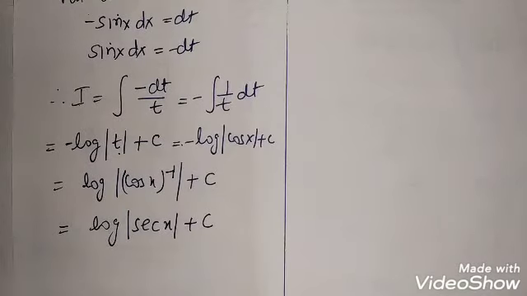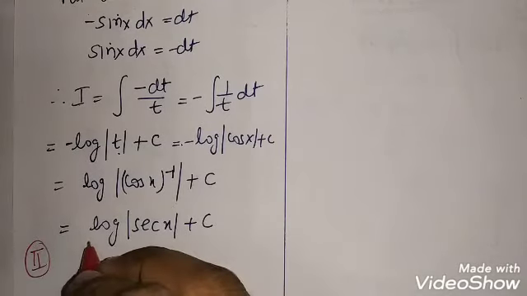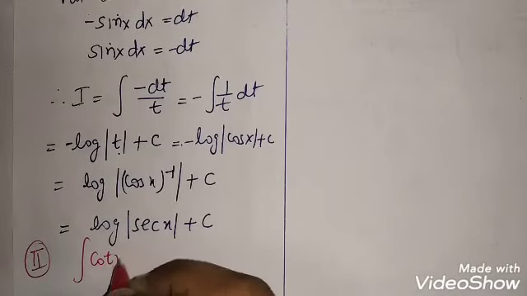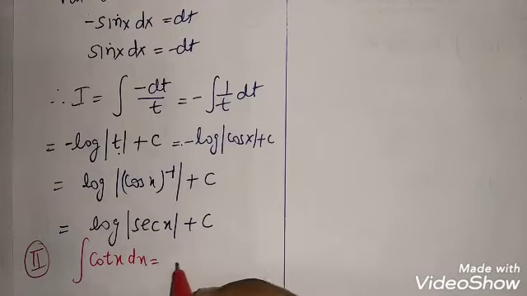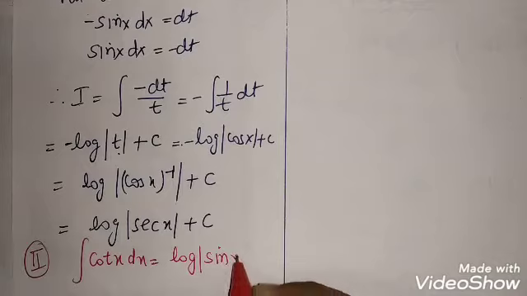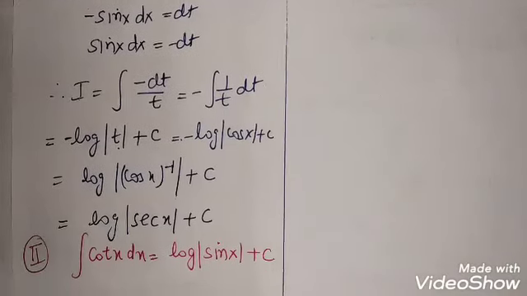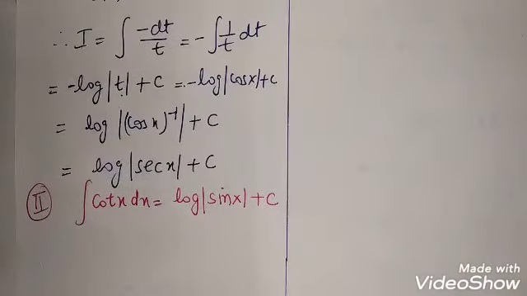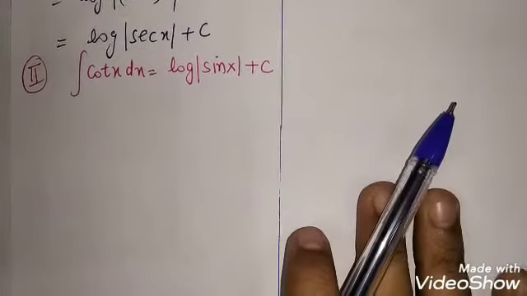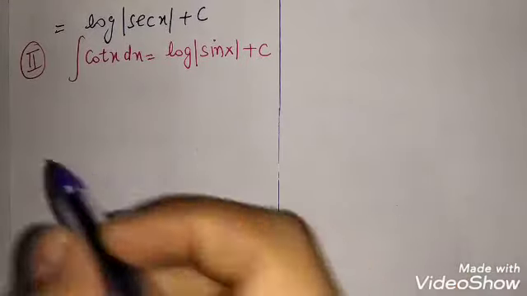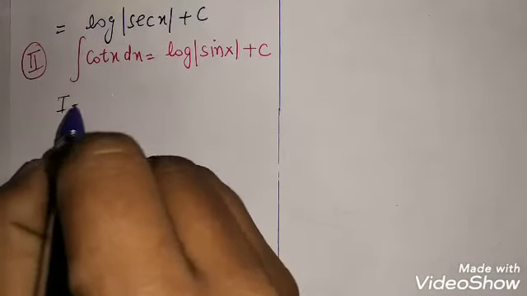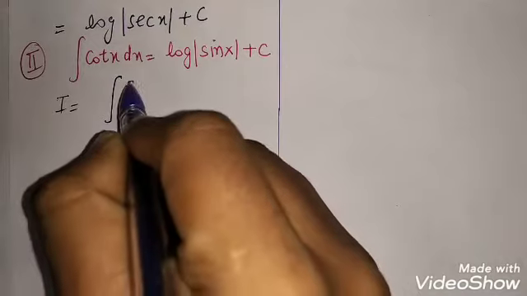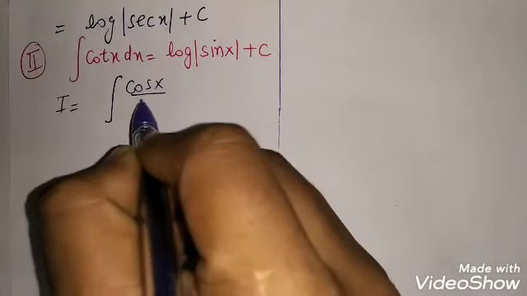Now deriving the second formula for you. The second formula is integration of cot x dx, which is equal to log of mod sin x plus c. How can we derive this? It is also very easy. I is equal to integration of cos x upon sin x dx.